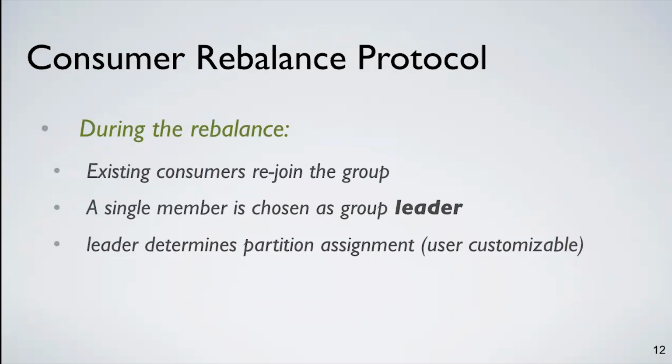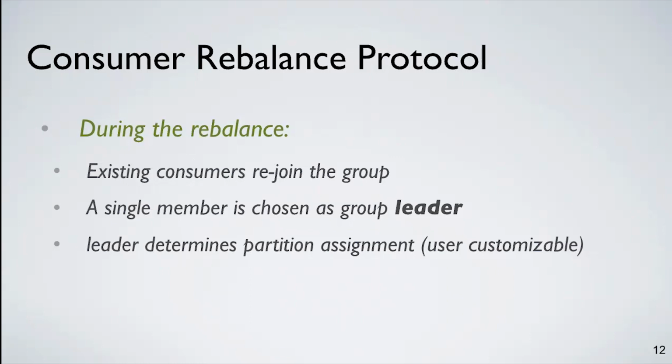Next is how we actually execute the rebalance. The execution of the rebalance is done in two phases of round trips, including the join group requests. First of all, we collect all the members as well as their subscriptions into the new generation of the group. Then we select a new leader from this group to execute the assignment logic.